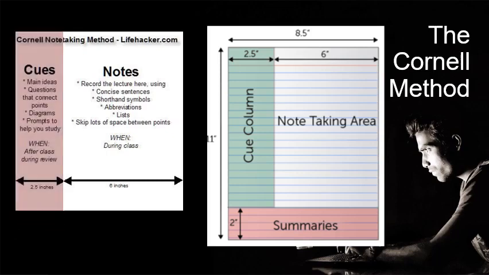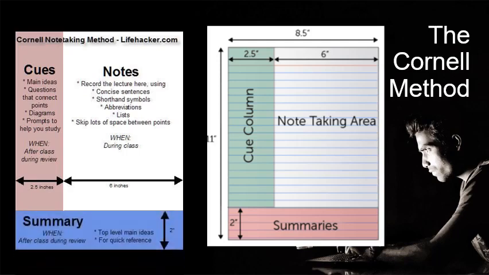Cues: questions referring to the main point, visual clues, and other clues. Fill this section after the class. The summary is where the most important point and idea will go. Fill in this section when you are reviewing the process.